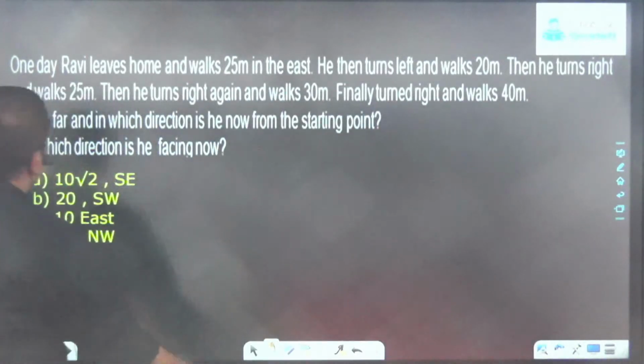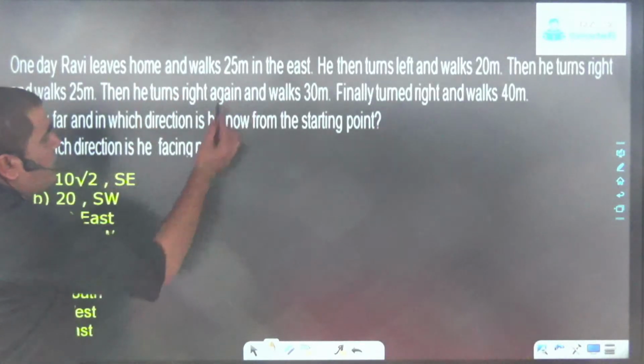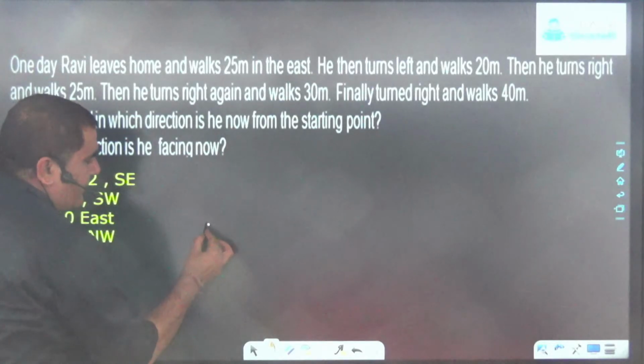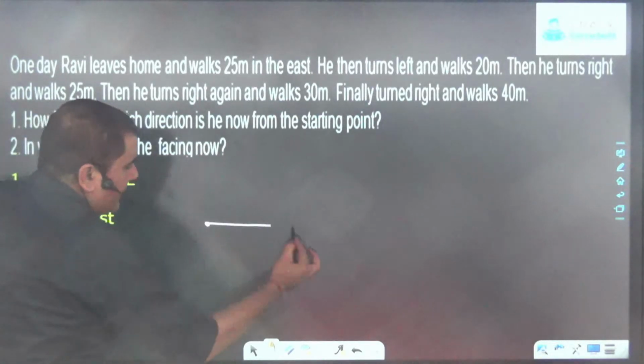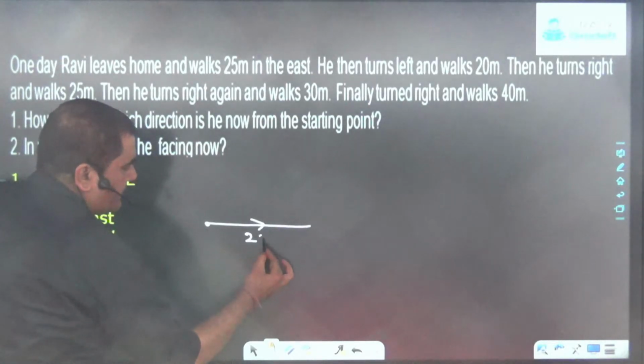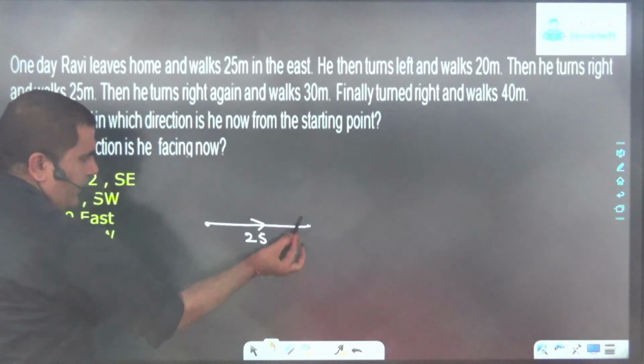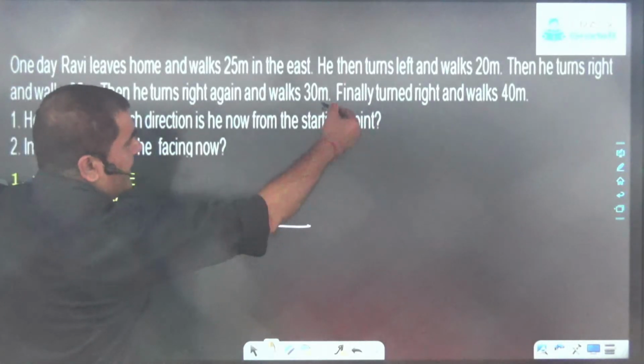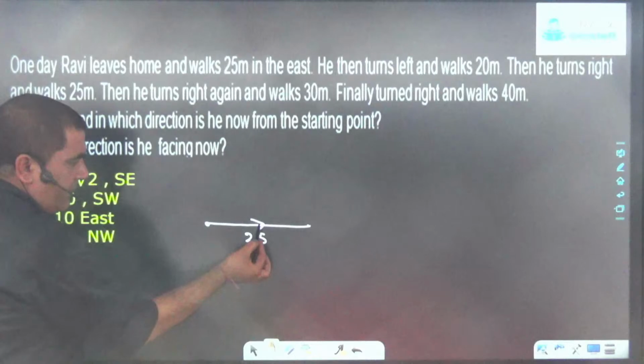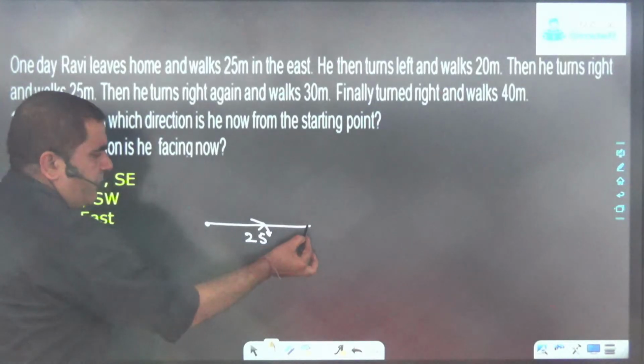Let's start. It says one day Ravi leaves home and walks 25 meters in the east. So let's assume Ravi starts from this place. 25 meters in the east means something like this. So Ravi comes up to here. Now he turns left and walks 25. Right will be bottom, so left will be top.